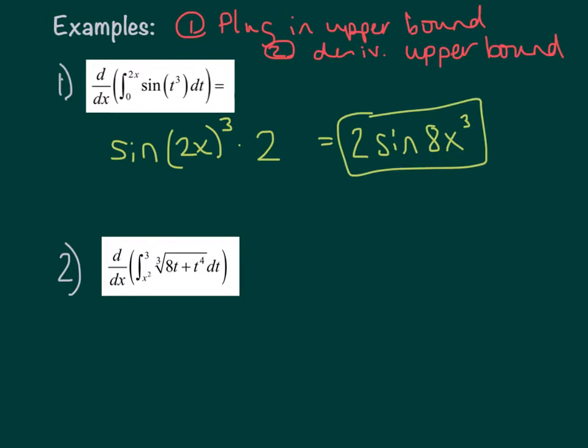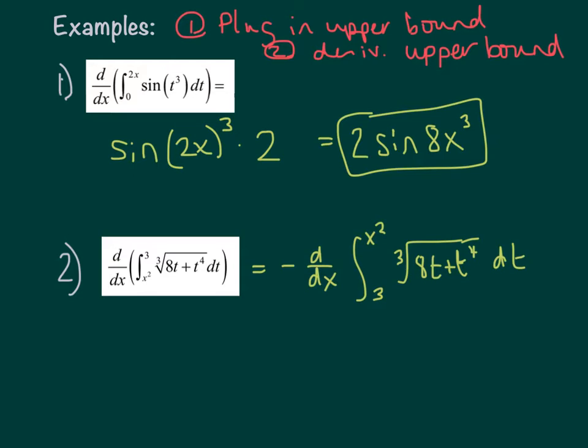All right, so if you notice, this one has our bounds a little bit different. Our lower bound is the x squared and our upper bound is the 3. We want to go ahead and change that right away. All right, so first thing first, we're going to rewrite this as negative derivative of the integral from 3 to x squared, the cube root of 8t plus t to the 4th, and then dt. Okay, now we're ready to go ahead and take the derivative.